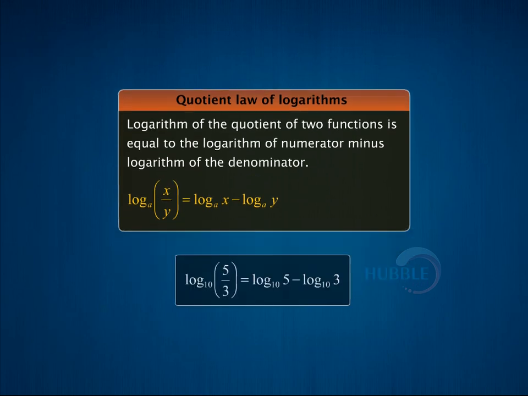For example, log of 5 over 3 base 10 is equal to log 5 base 10 minus log 3 base 10.